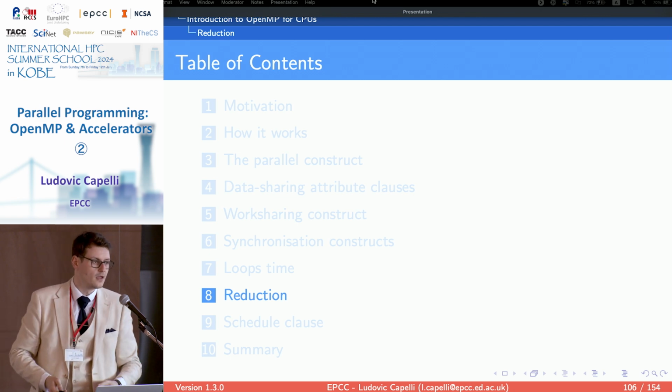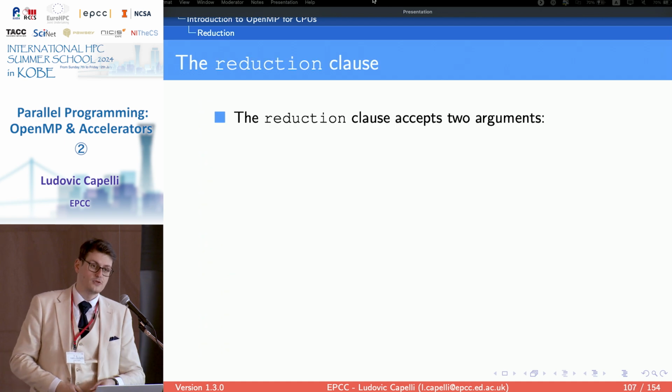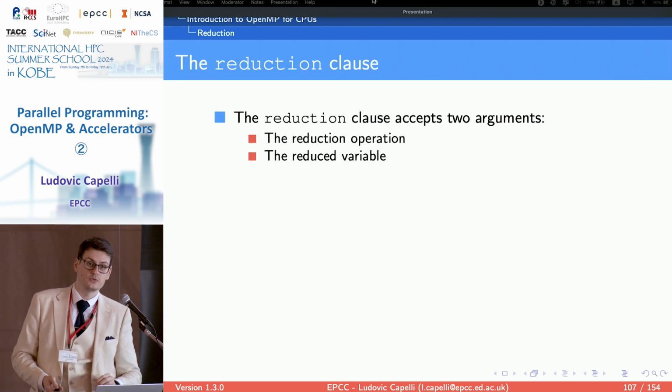So you have a way to express it in OpenMP, reduction, which takes 2 arguments: the operation you're actually going to do, a sum, for example, and the variable in which we'll store the result.